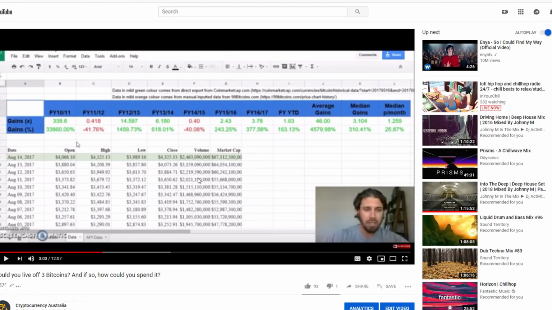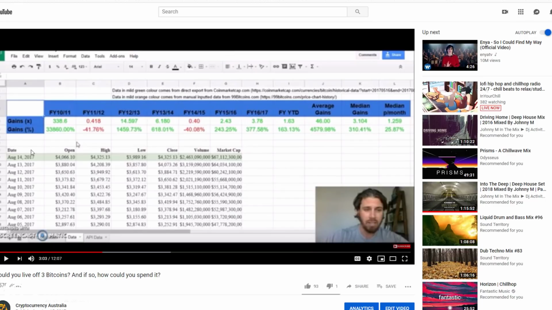And you can see some of these other years, if you just held through that poor financial year, not only would you regain your losses, but you would significantly increase it. When you look at 12-13, when we had 1,459%, and then 13-14 when we had 618%, and so on and so forth. What I then did was I averaged the gains across all these financial years to say, okay, the average gain from Bitcoin's essentially inception to date has been this figure here, 4,579%. But the median, which is a more conservative figure that you should probably be using when you're looking at these kind of numbers, was 310%.